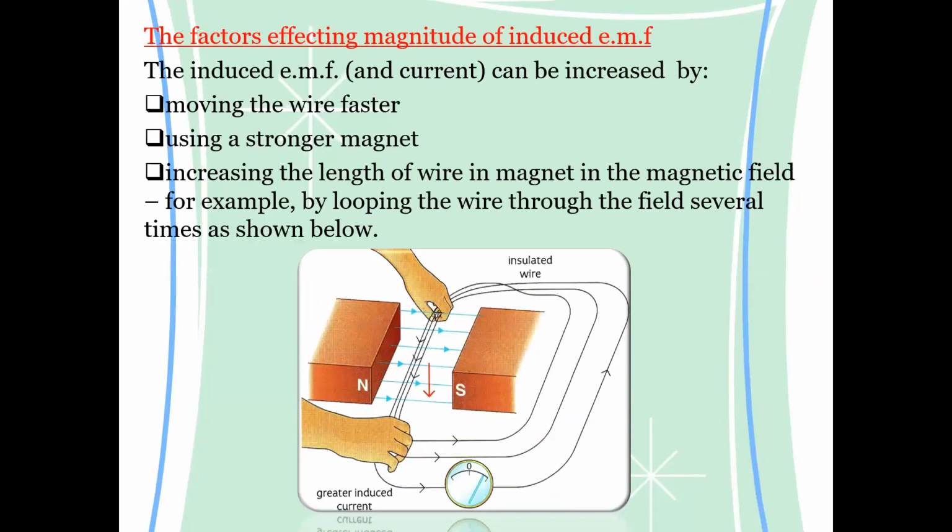So these are the factors by which we can increase the value of induced EMF: by using a stronger magnet, or by moving the magnet faster, or by increasing the number of turns.